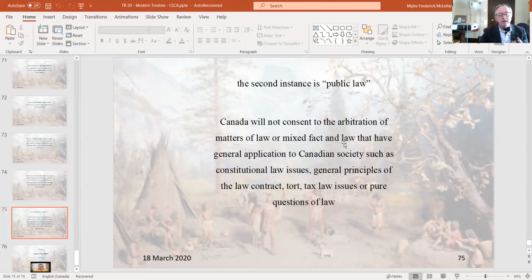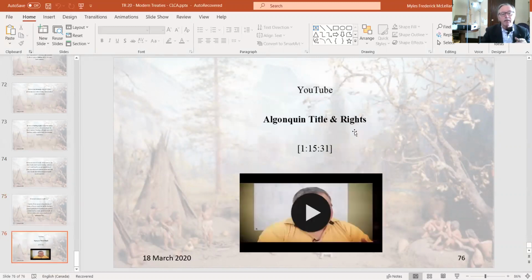The second instance is public law issues, which public law is things like constitutional law and principles of contract law, tort law, tax law, which are purely questions of law. So, if that is what's at issue, the government again will not put that into the hands of an arbitrator to make a binding decision. The federal government keeps that decision-making and policy-making process within its own house, so to speak, right?